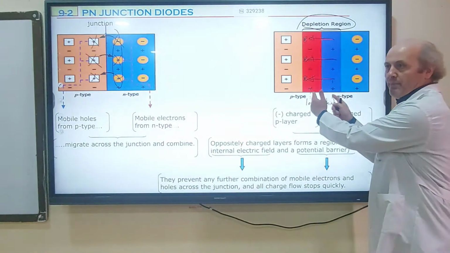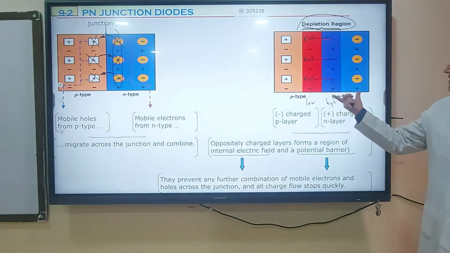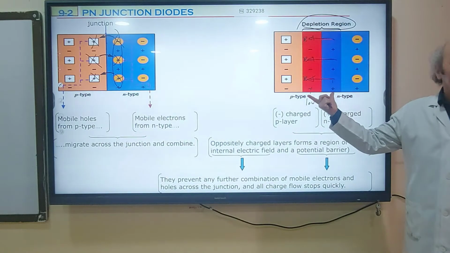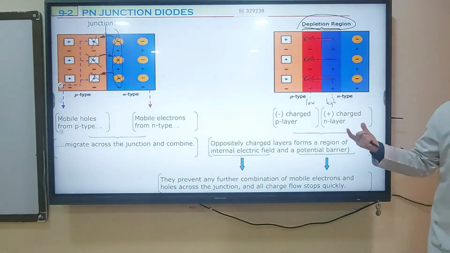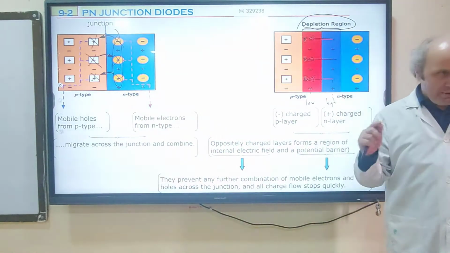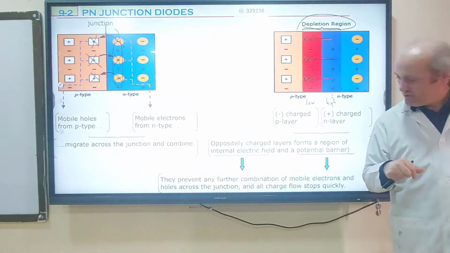And what is the difference between them? Is there a difference between them? Yes. There will be a potential difference between the positively and negatively charged layers, which is called the potential barrier. Why is it called a barrier? You will understand it next.